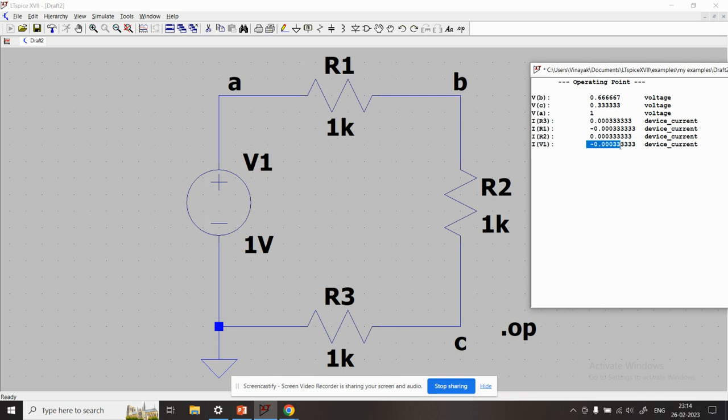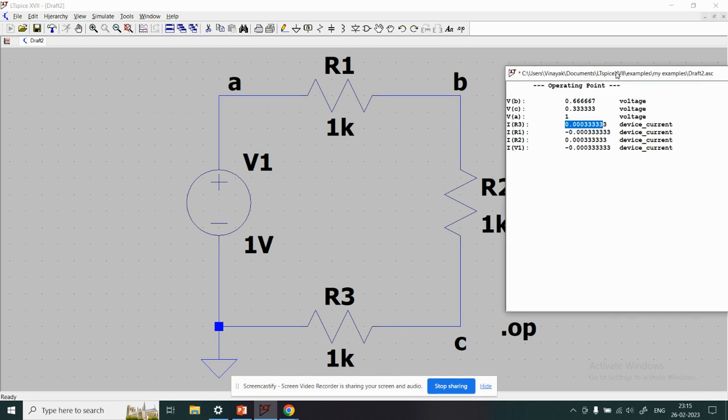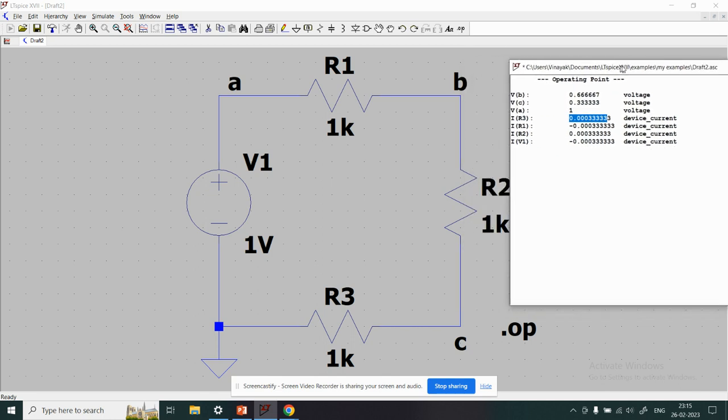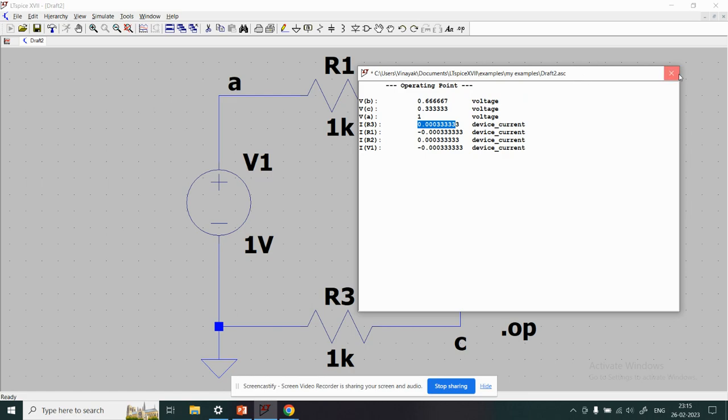Remember, the negative sign is just a convention. The negative sign indicates the current coming out of the voltage source, which is being delivered to the components, and the positive sign of the current indicates the current that is being entered into the component, or the power consumed. We'll explain that later, the concept of power consumption. All right, so this is all for this particular network.